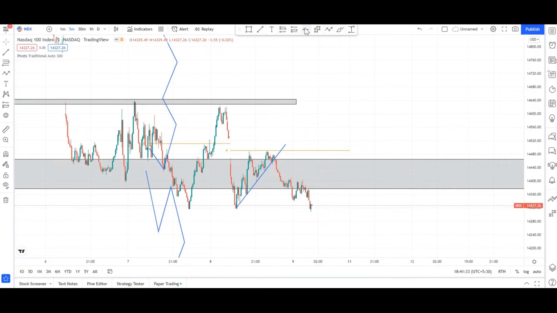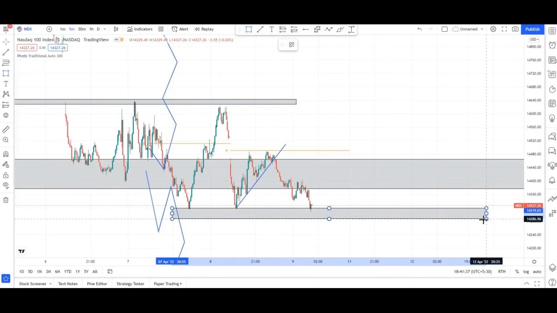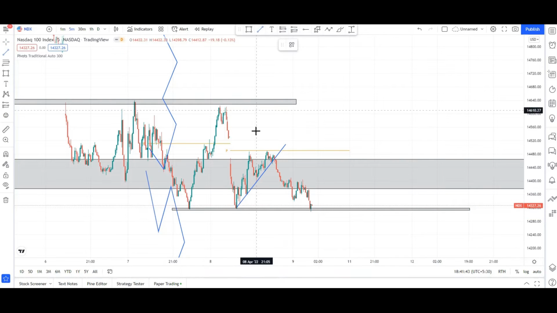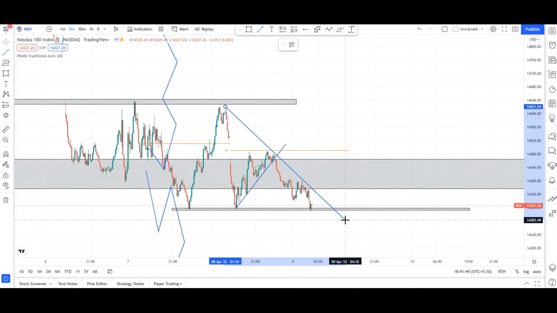Okay guys, it has tested so many times. You can see here this is the area where continuously bars are coming and taking it to upside momentum. So right now it will be very important for us guys. You can see here also, this is one of the major trend lines.